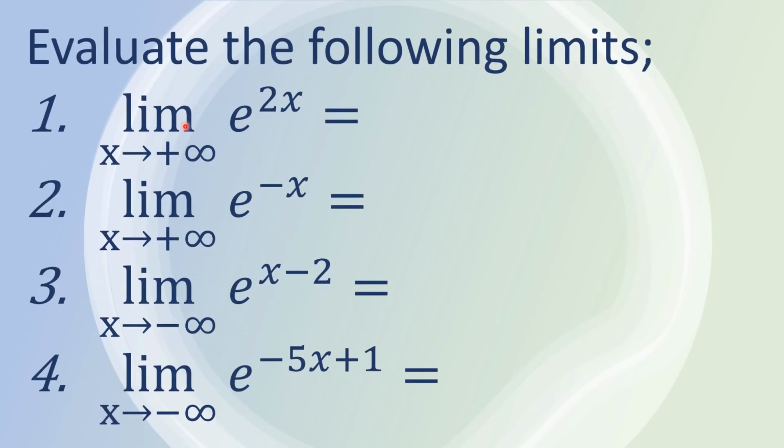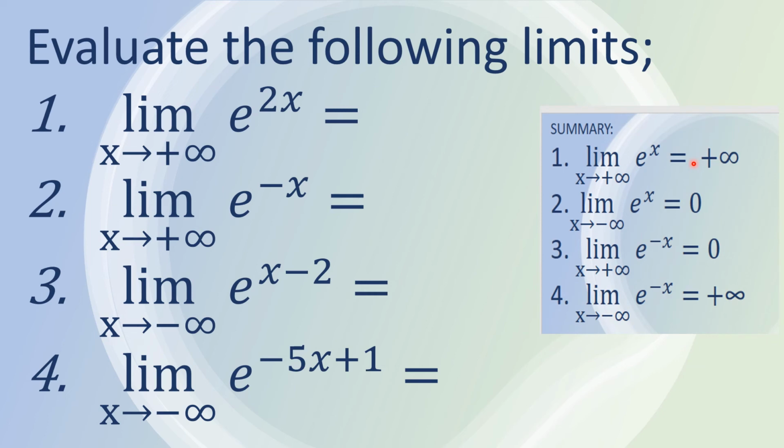Okay, evaluate the limit of e to the power of 2x as x approaches positive infinity. The exponent here is positive. Number 3 is also positive. Don't be confused, even if it has x minus 2, we focus on x. Number 1 and 3 are positive. So since number 1 has a positive exponent and approaches positive infinity, again, remember, the answer is positive infinity. If x is positive, like number 3, but it approaches negative infinity, the answer is 0.